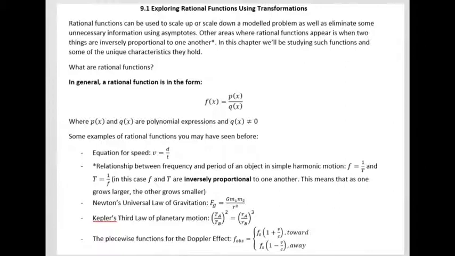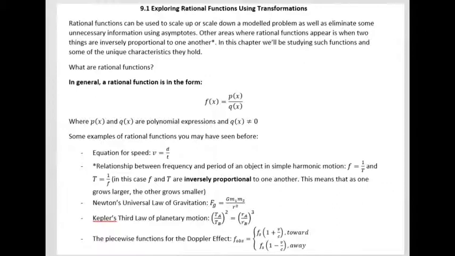So in this chapter, you'll be studying these types of functions, rational functions, and some of the unique characteristics that they have. And by the end of today, I'll show you an example of how cell phone companies use the concept of rational functions to charge you the most amount of money. Well, not charge you the most amount of money that they can, but it's a model that shows how cell phone companies plan to make money off of you. I'll show you some of the marketing techniques that they use and how rational functions are related to that.